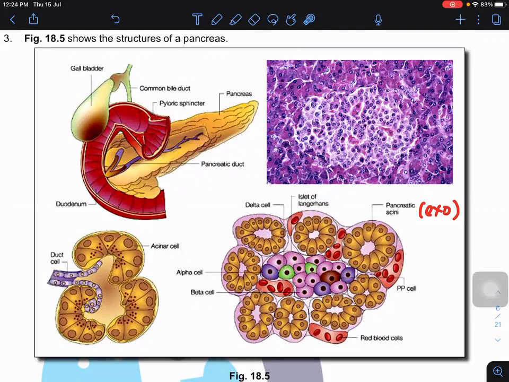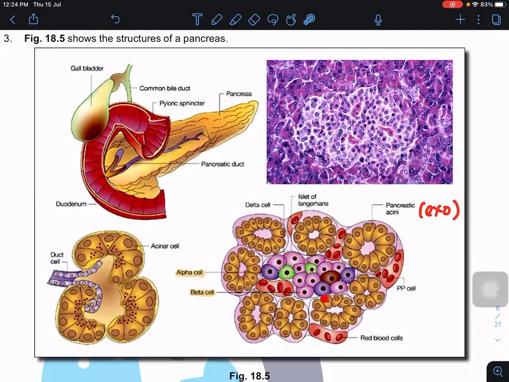The 4 different types of cells are alpha and beta. Highlight these two because in our syllabus, we're going to focus on these 2 cells, alpha cells and beta cells. The other 2 types of cells that are not in our syllabus are delta cells as well as PP cells. PP stands for pancreatic polypeptides. So this is very important for the islets of Langerhans.